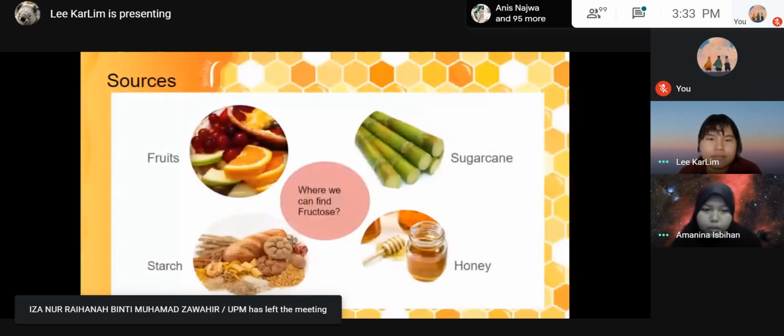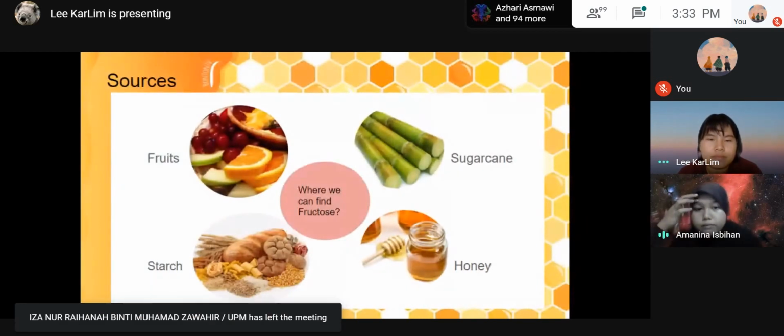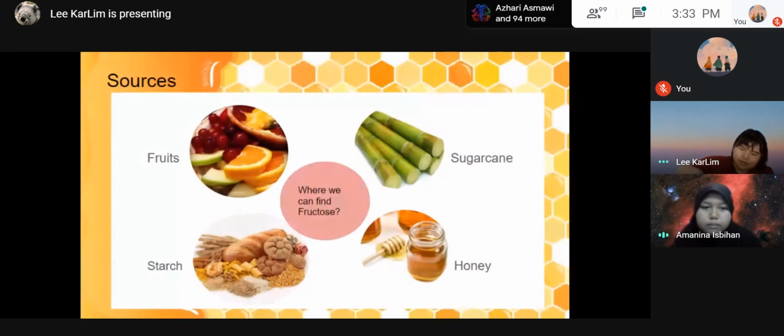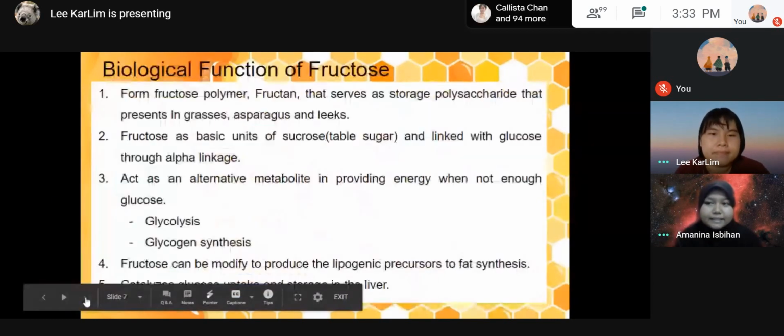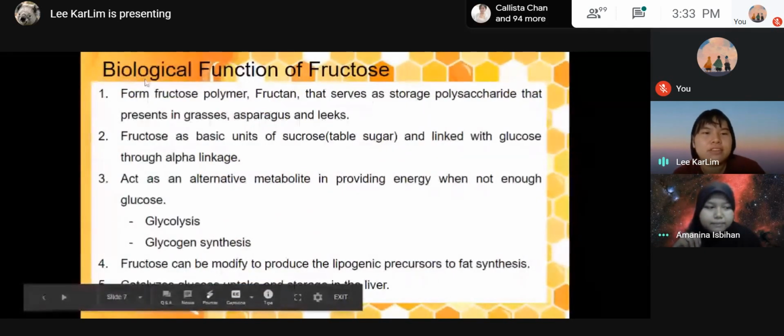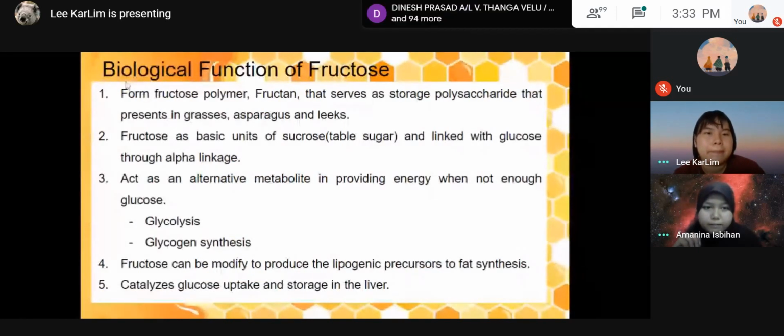Okay, where can we find fructose? These are the sources that we can find fructose in, which are fruits, sugarcane, starch, and honey. Okay, next, the biological function of fructose.